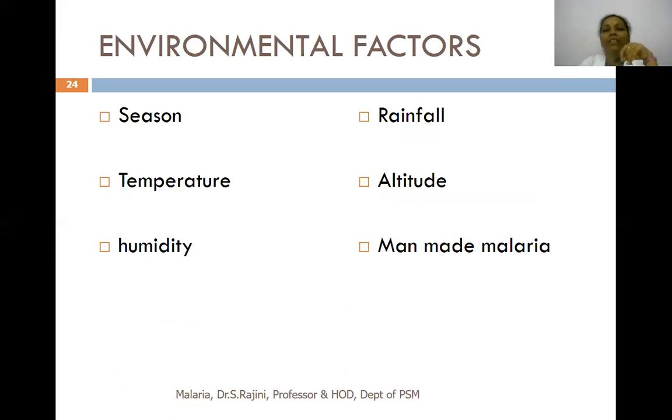So environmental factors. Season. It is more common during the rainy season where there is stagnation of water. So more common for the first 6 months, and there is heavy rainfall or stagnation of water present throughout the year. So season is very important. And temperature: normal temperature, humidity, and more rainfall.